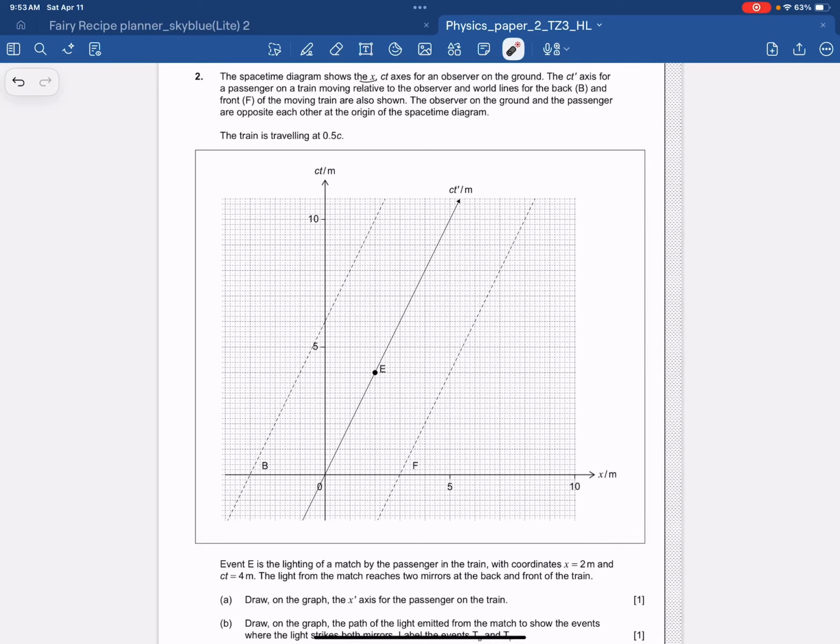Hi everyone, this is a hard space-time diagram IB past paper question, and we're going to move straight on to solving the question, so pause the video and read the question if you need to.